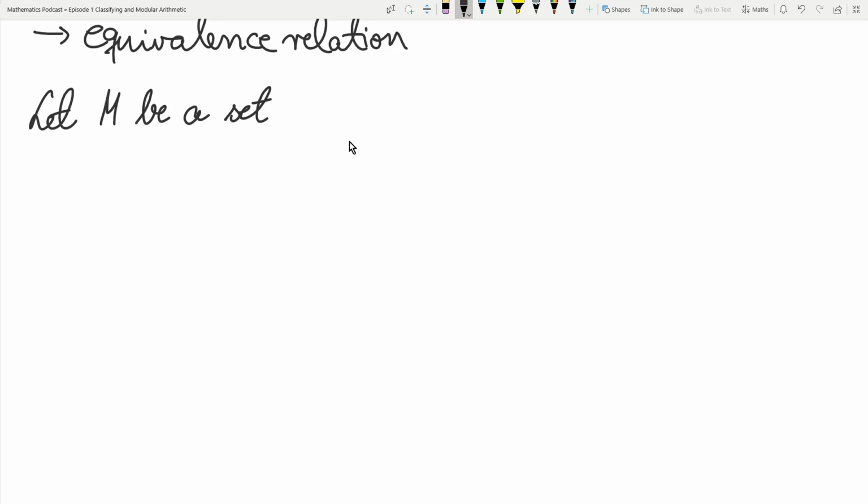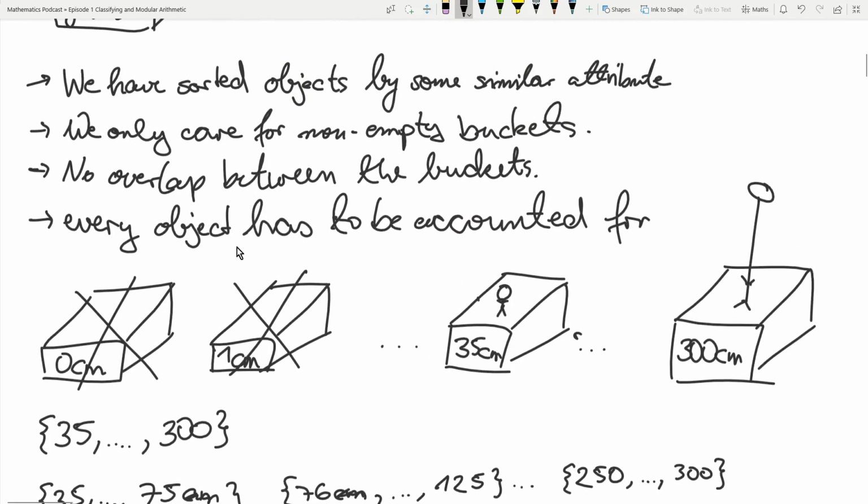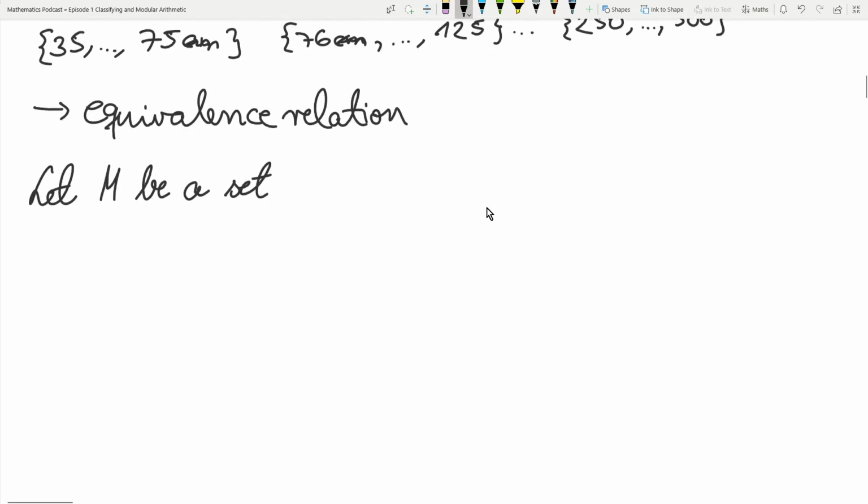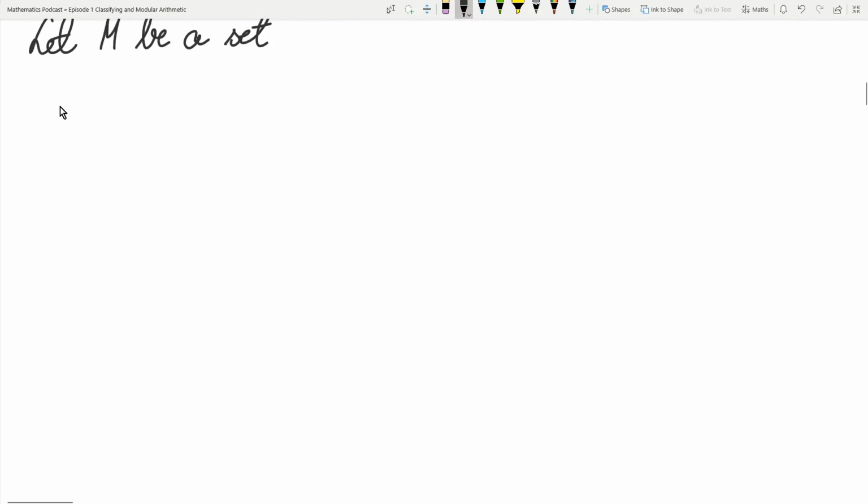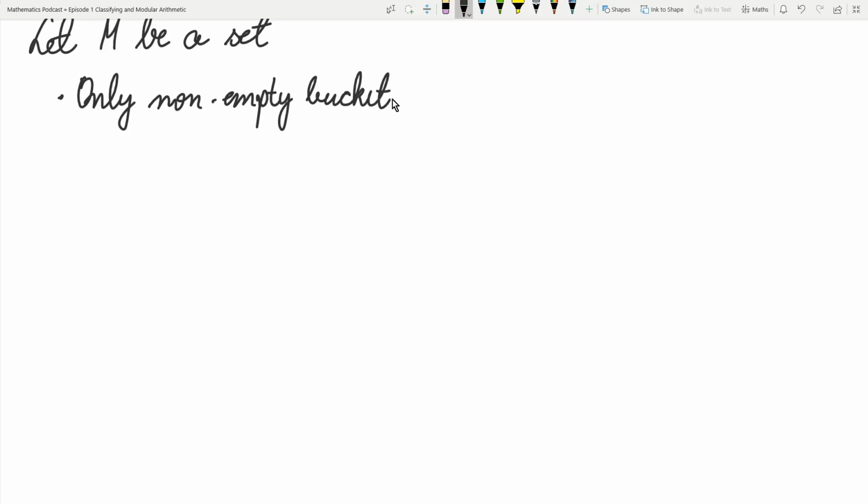Now, we have to translate this information up here, right? We only care for non-empty buckets, and we care about some attribute. No overlap has to be between the buckets, and every object has to be accounted for. Let's write that down here. Only non-empty buckets. Then we don't want overlapping buckets. Let's just say no overlap. And every object has to be accounted for.